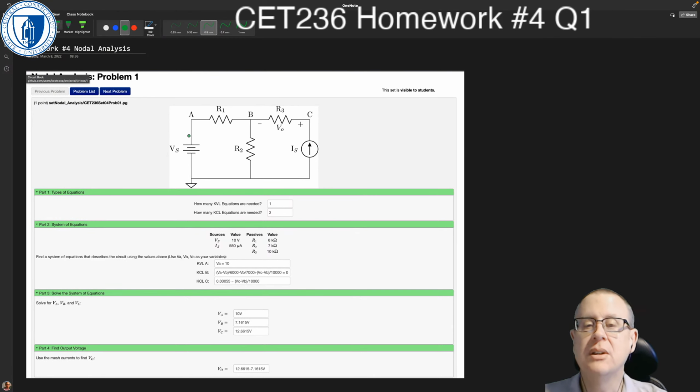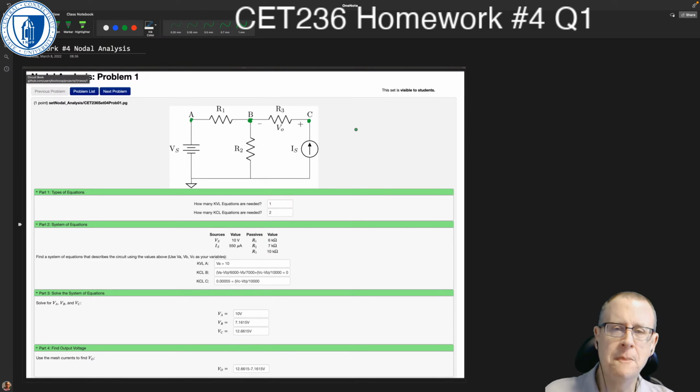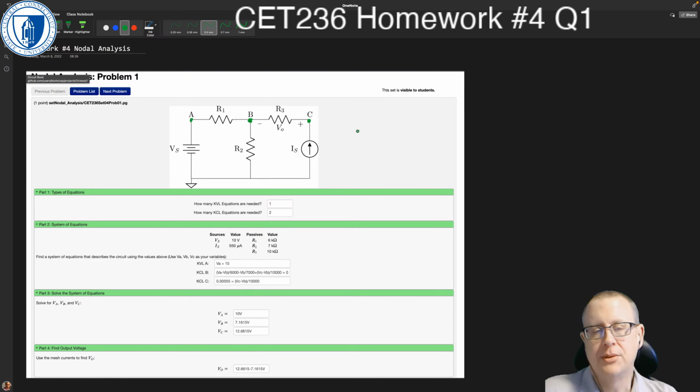The first thing to note is we want to identify the nodes, and we've already got them labelled in the question, so nodes A, B and C. So we've got 3 voltages we need, VA, VB and VC. That means there's 3 unknowns and 3 equations we need.